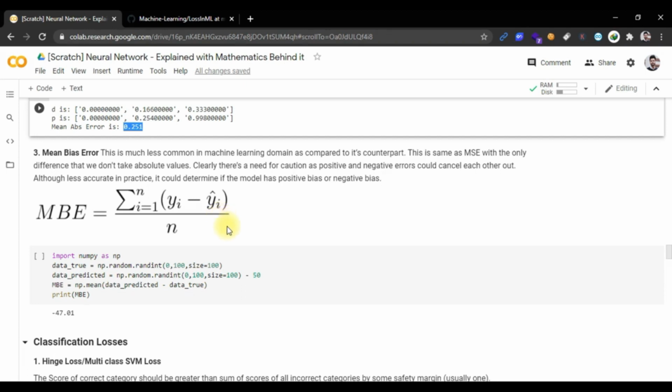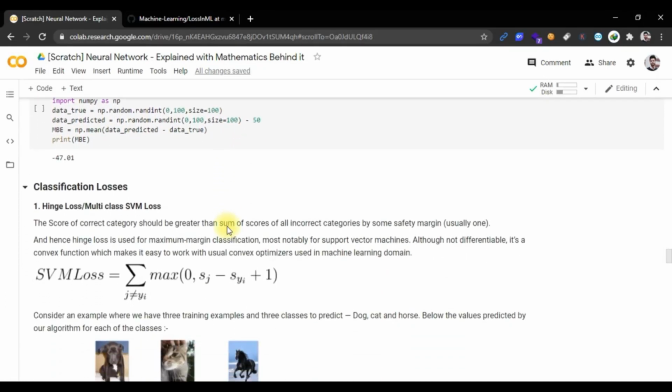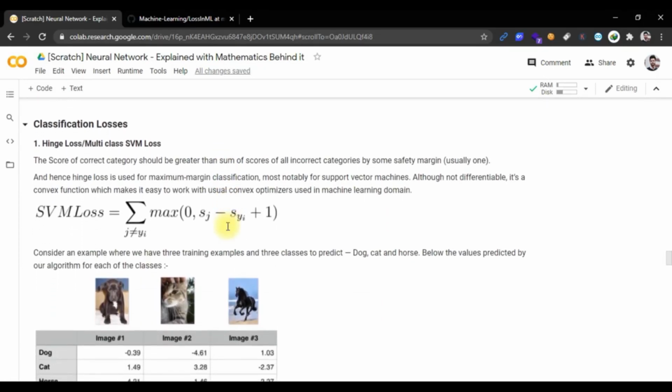Only in those conditions we use this mean bias error. So our next topic is classification losses. In classification loss, our first loss is hinge loss or multi-class SVM loss. That loss is particularly used in the support vector machines algorithms.